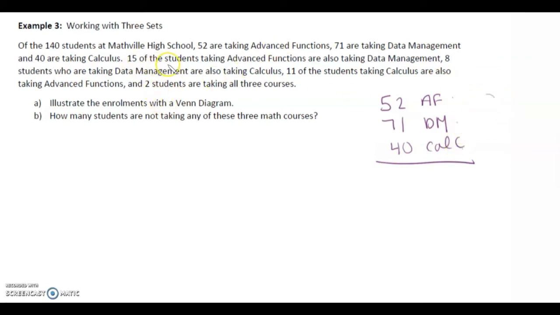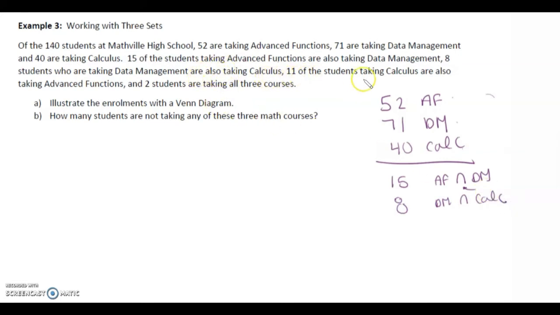Now, 15 of the students taking advanced functions are also taking data. So 15 are advanced functions and data management, and I put this sign because that's an intersection sign. 8 students who are taking data are also taking calc. So 8 is data management and calc.